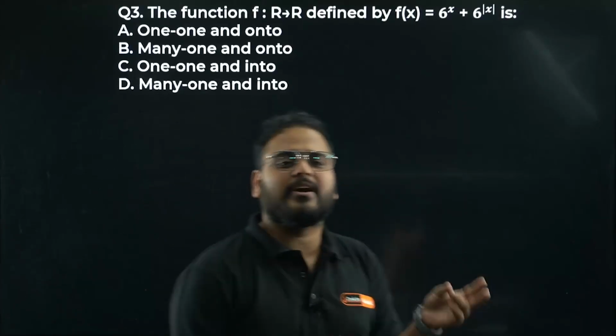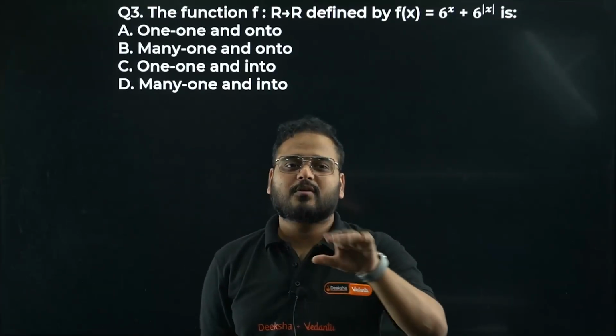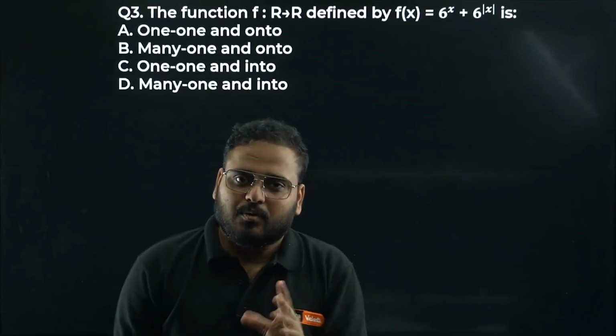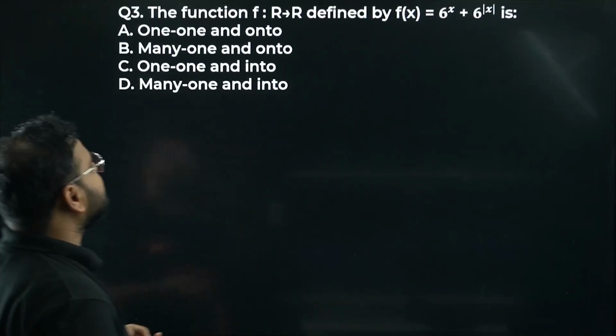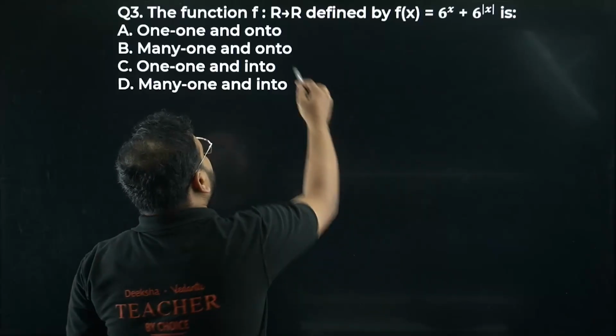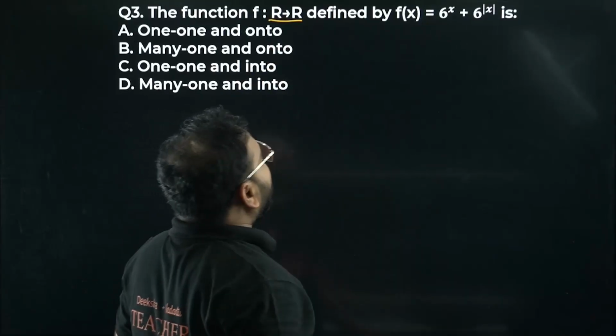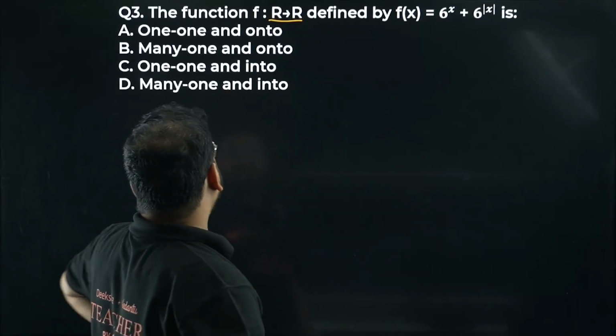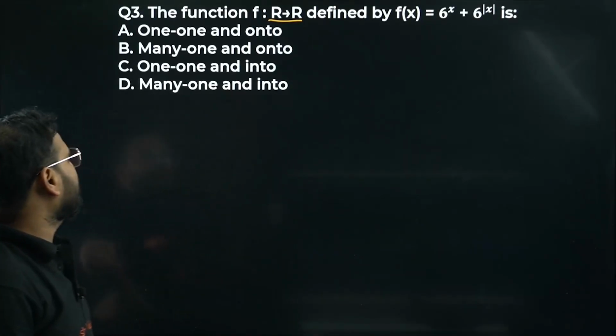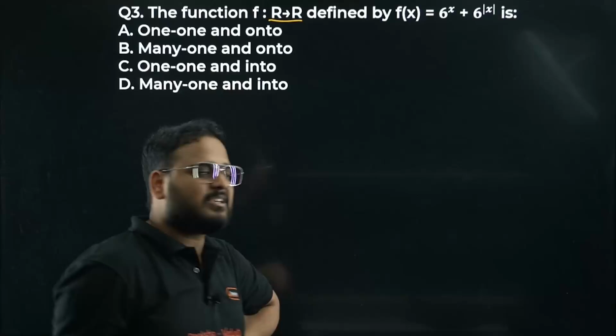So I've taken 2 questions already. This is my 3rd question. We're going to solve 2-3 more and end the session. The function f is defined from R to R, real numbers to real numbers, by f(x) equals 6 power x plus 6 power mod of x. Let's look for the function's nature, one-one, onto, many-one or into. We'll check that.